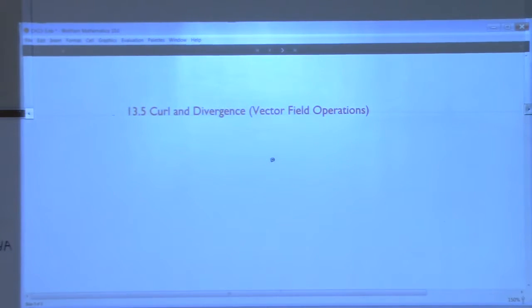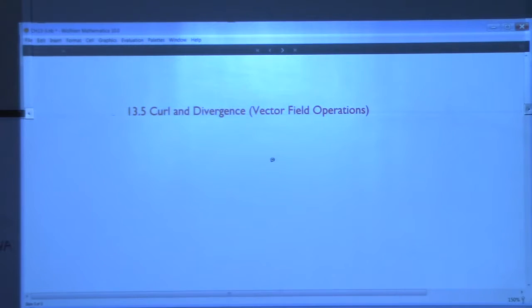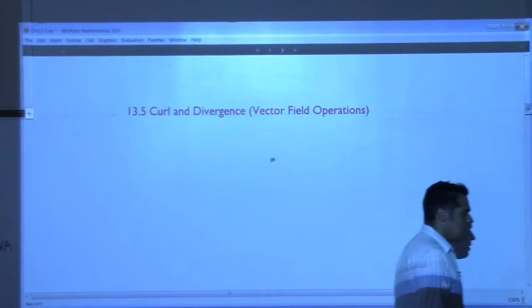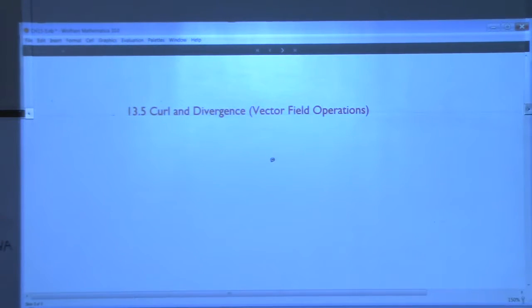I'm going to turn the light off because I want you to be able to see this. All right, so we have these two new operations called curl and divergence. And I'm sure some of you have already heard of these before. Curl, yes, no? Curl and divergence? Curl and divergence are vector field operations. So you need a vector field in order to talk about curl, and you need a vector field to talk about divergence.